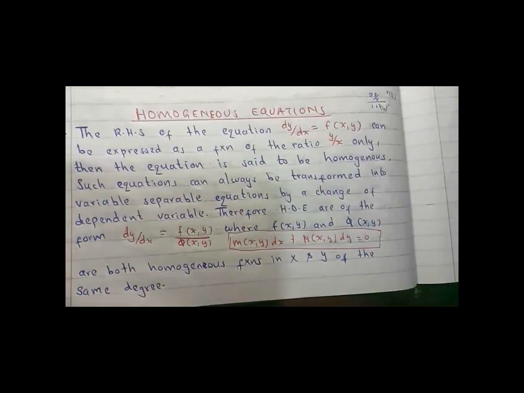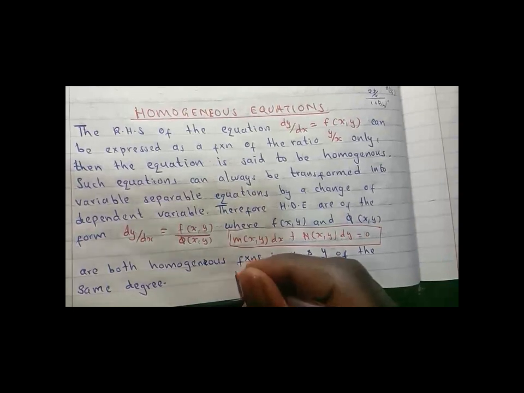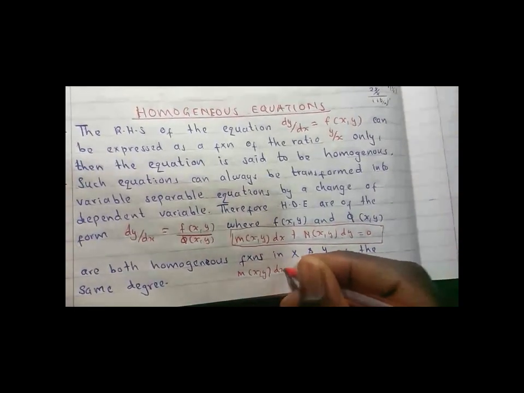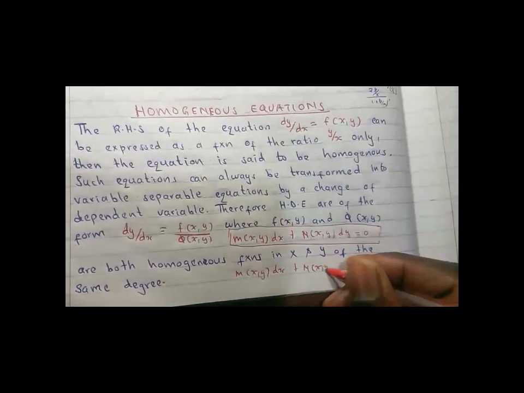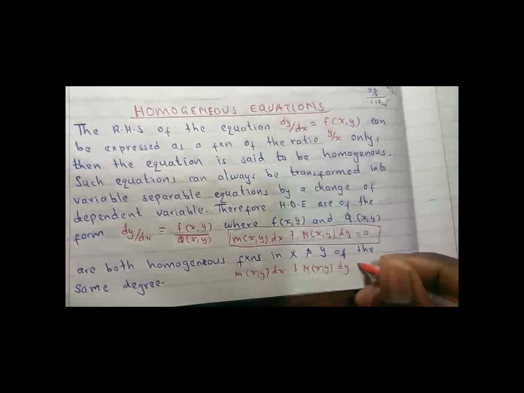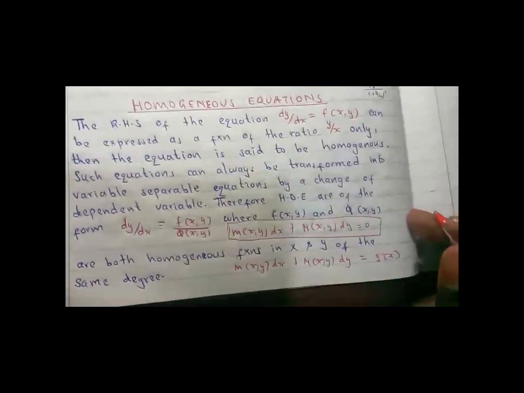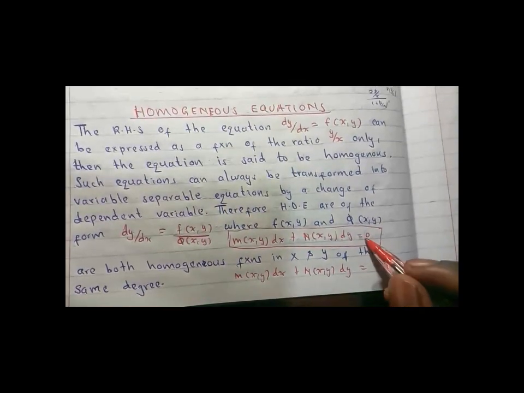And we can also see that homogeneous equations are always represented with the right hand side equal to 0. If you have an equation such as M(x, y) dx + N(x, y) dy = g(x), then this equation here is not homogeneous, while this one here is homogeneous.